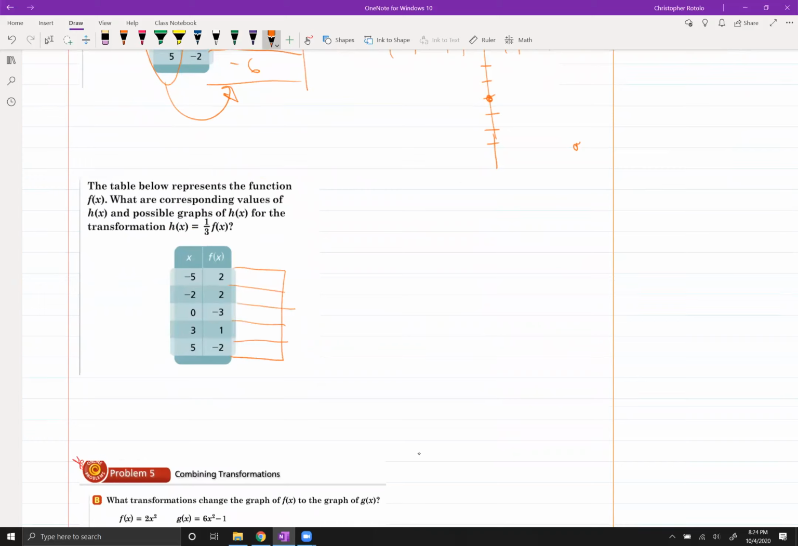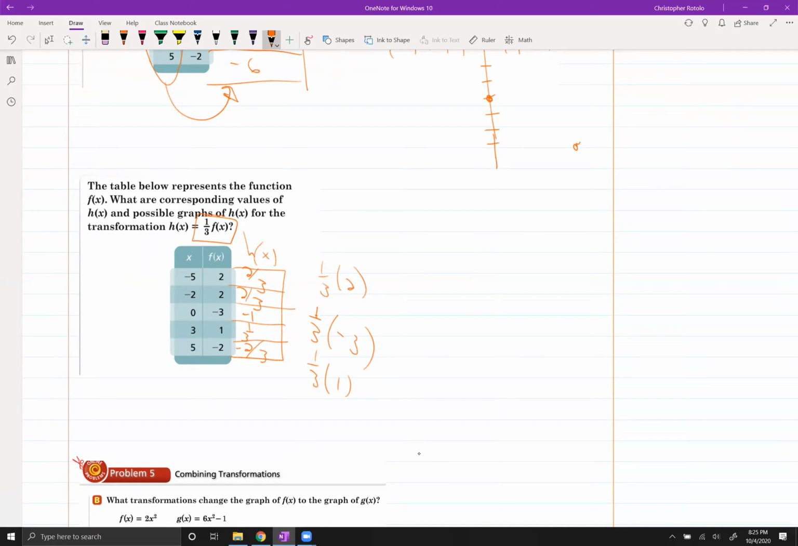So I want to get h of x. We're creating this new function. How do I get it? I have to multiply f of x by 1/3. So I have 1/3 times 2, which is 2/3. This is another 2/3. I have 1/3 of negative 3, which is just negative 1. I have 1/3 times 1, which is 1/3. And here we're going to plug in negative 2 times 1/3 to get negative 2/3.